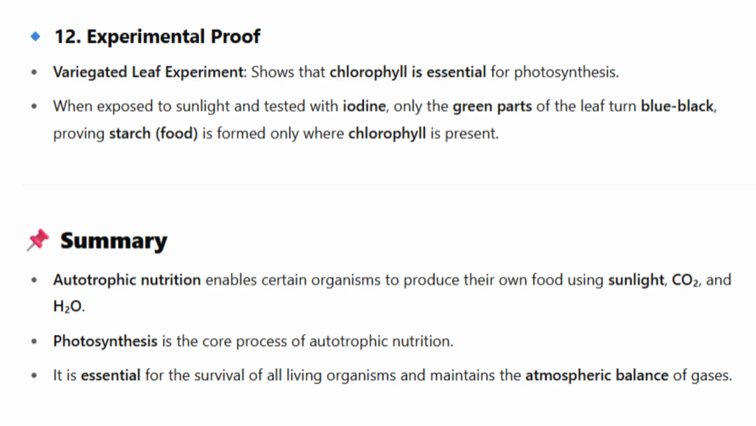Summary. Autotrophic nutrition enables certain organisms to produce their own food using sunlight, CO2, and H2O. Photosynthesis is the core process of autotrophic nutrition. It is essential for the survival of all living organisms and maintains the atmospheric balance of gases.